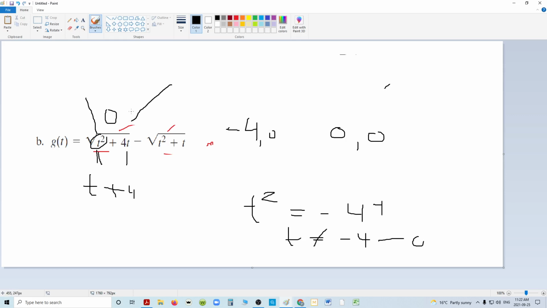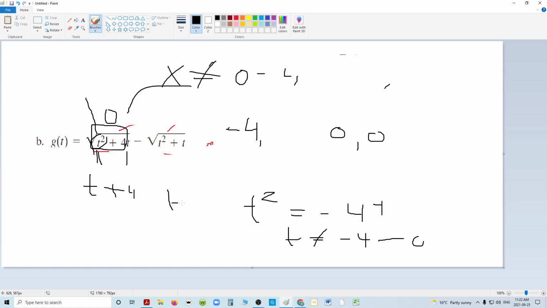where this will be 0. But this will be a bigger number, and we're going to get minus. So anyway, let's just ignore that -4, 0. The point is, this can't exist between 0 and 4. So x cannot exist between 0 and 4 for this one.